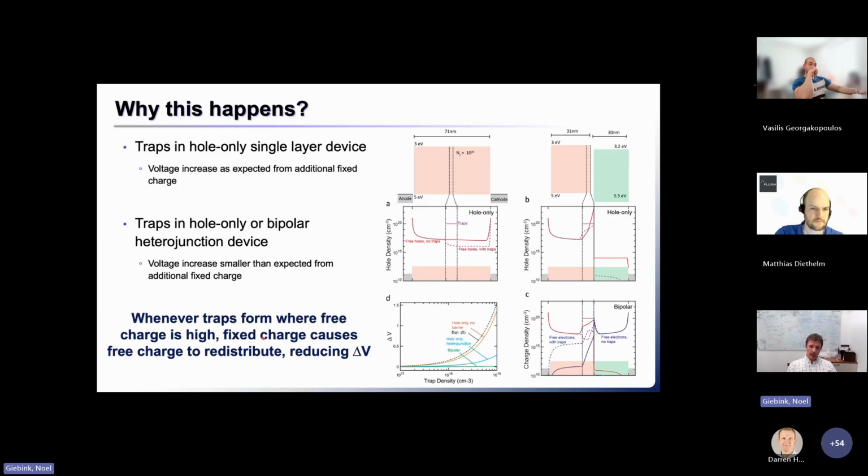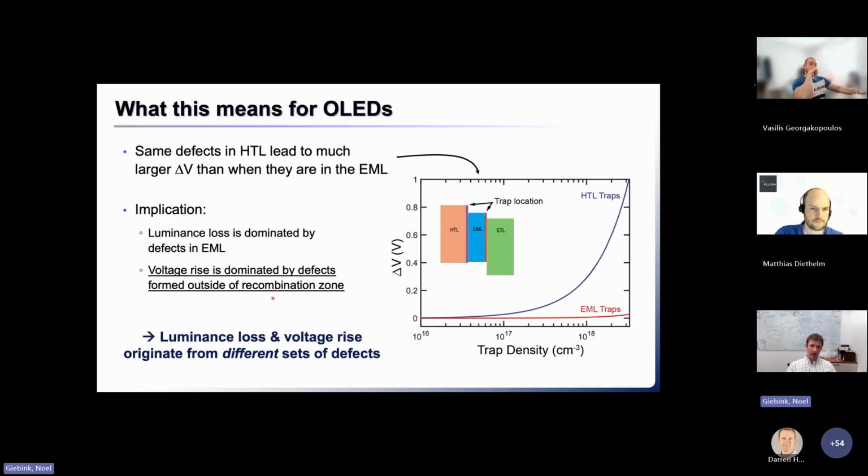So what this means for us, when we go back and assume that these traps are forming just in the emissive layer versus, say, in the hole transport layer or in the electron transport layer, is that in regions like the emissive layer recombination zone, where the free charge density is high, you see a very different voltage rise than if your traps are forming elsewhere in the device.